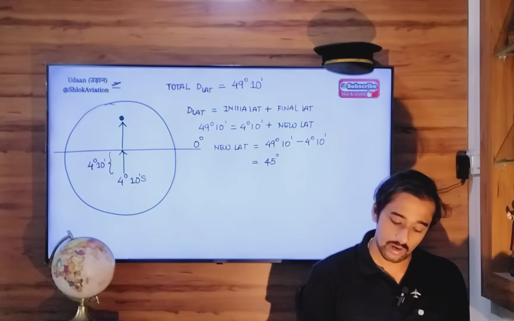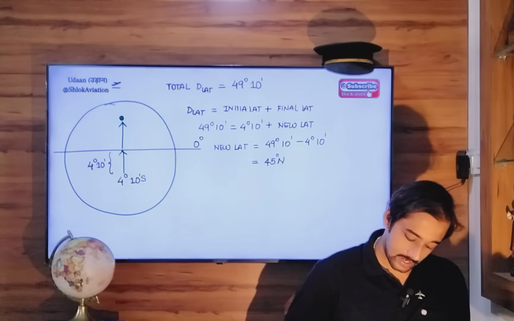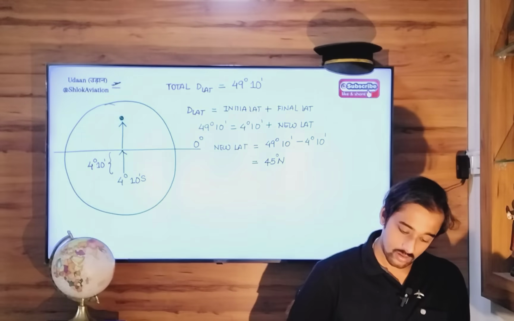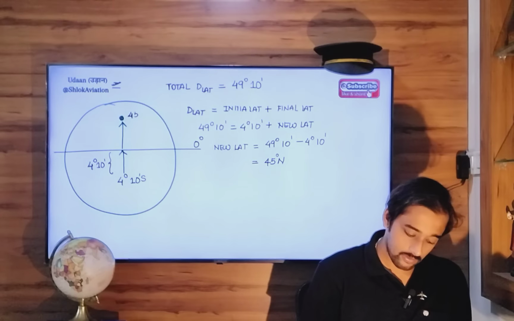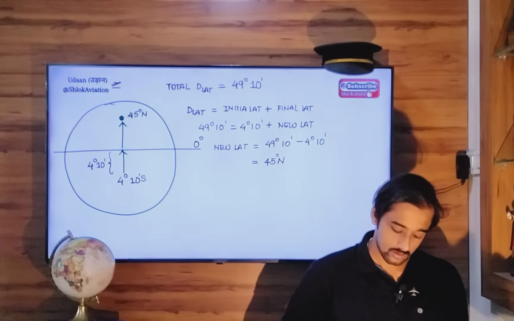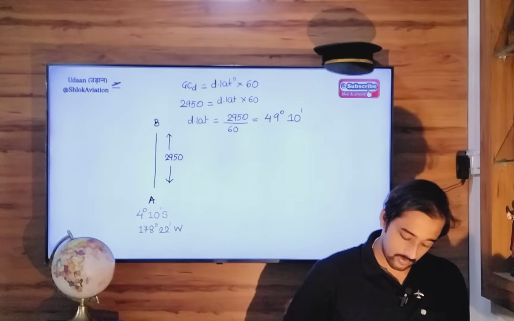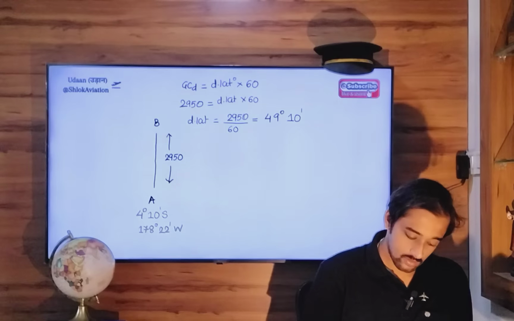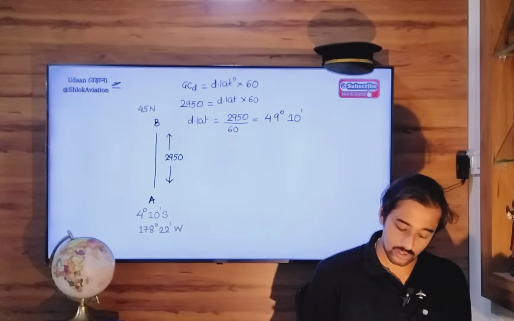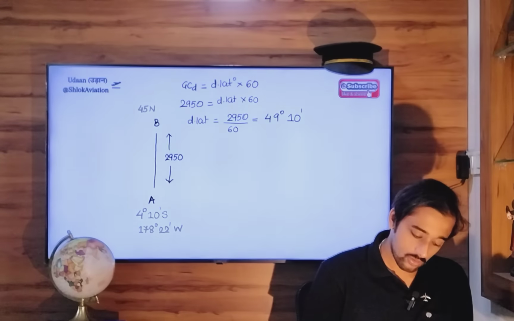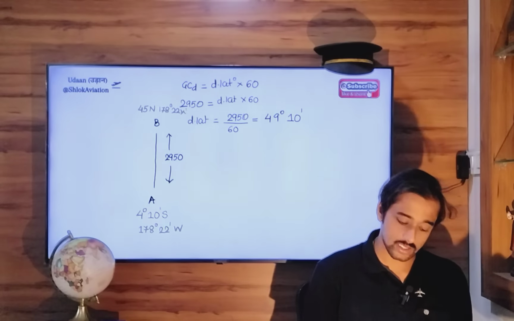So new latitude will be 45 degree north. 45 degree north. Okay. So 45 degree north. Longitude will remain the same, 178 degree 22 minutes west.